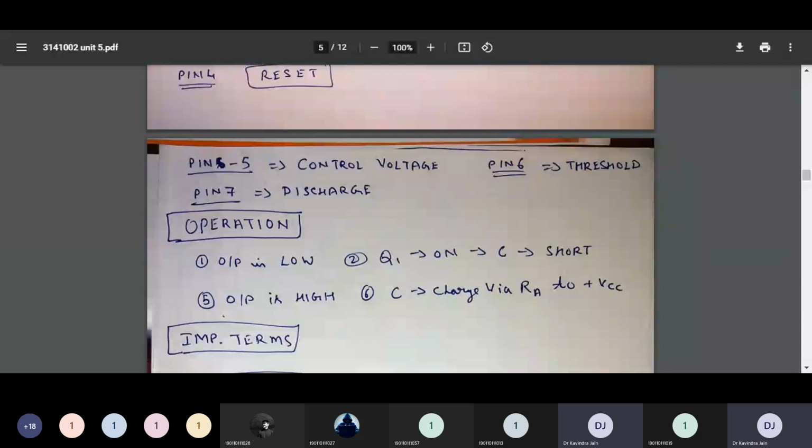Step number 12, that is the last step: the output of the monostable remains low until a trigger pulse is applied. The cycle repeats itself.